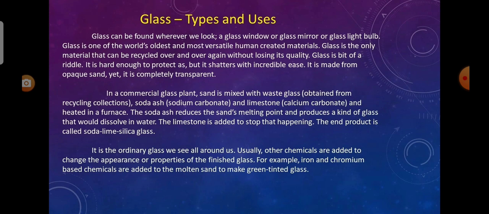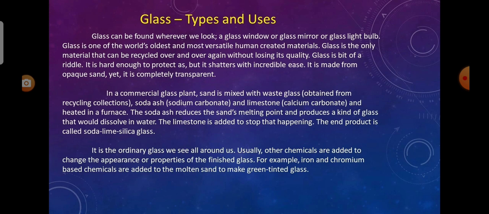Glass is a bit of a riddle. It is hard enough to protect us, but it shatters with incredible ease. It is made from opaque sand, yet it is completely transparent. In a commercial glass plant, sand is mixed with waste glass, soda ash, and limestone, and heated in a furnace. The soda ash reduces the sand's melting point and produces a kind of glass that would dissolve in water.